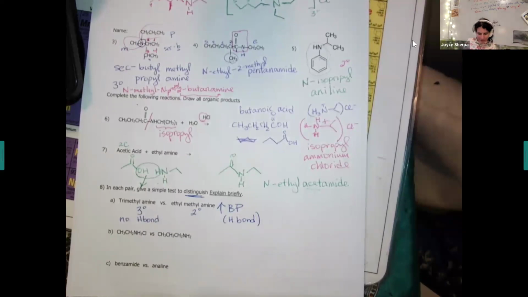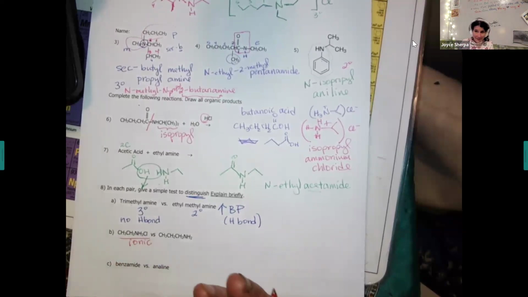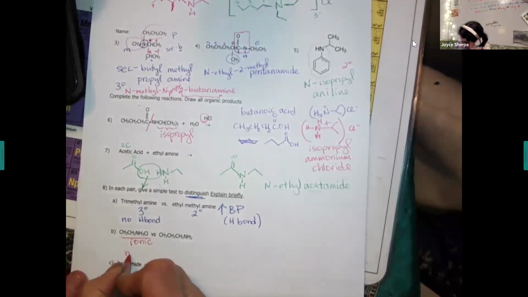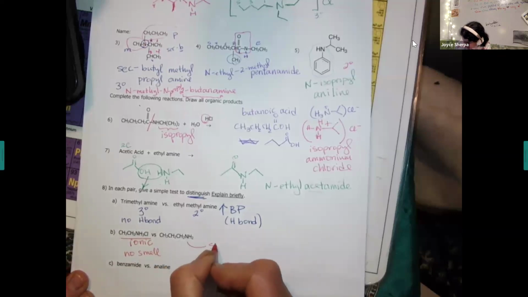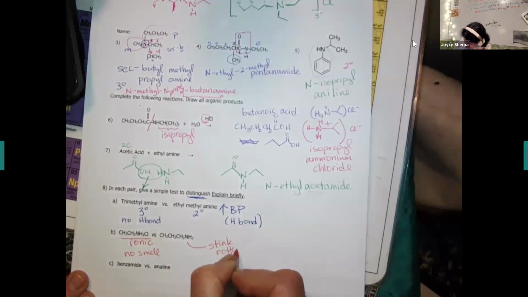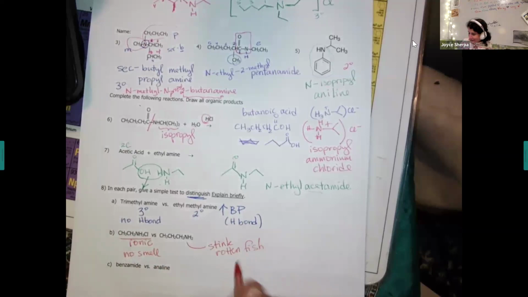Solubility, they would be too close to really be able to tell. That's a tough test to do. On this one, though, they'd both be water soluble. This is ionic, and so one is going to be a solid form. There's going to be no smell, whereas this is going to stink like rotten fish. And so you're going to know, you won't even have to smell the test tube.